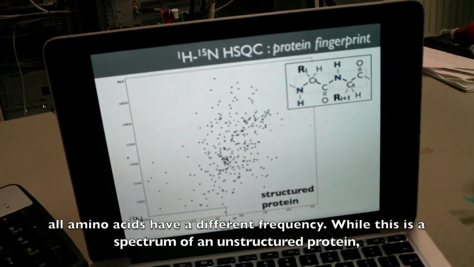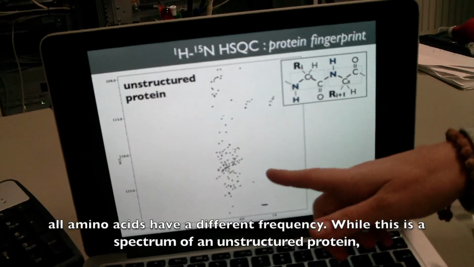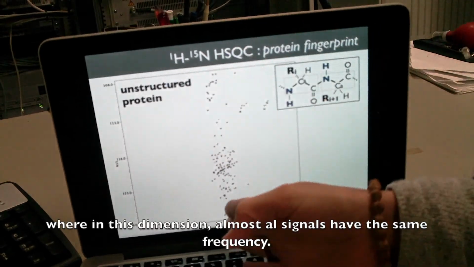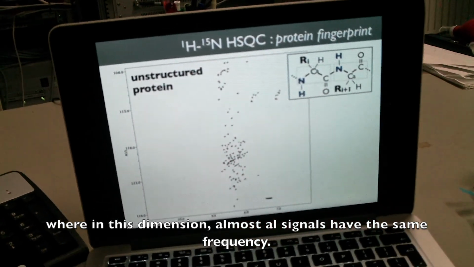All amino acids have a different frequency. While this is a spectrum of an unstructured protein, where in this dimension almost all signals have the same frequency.